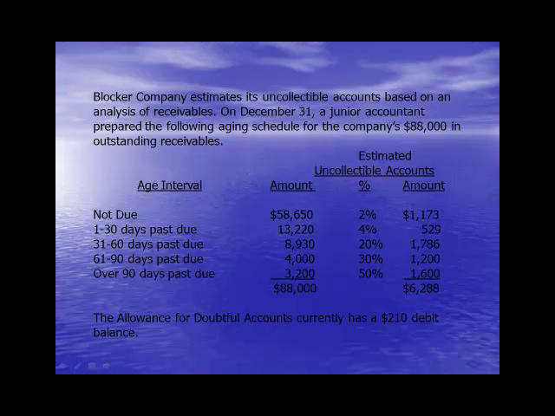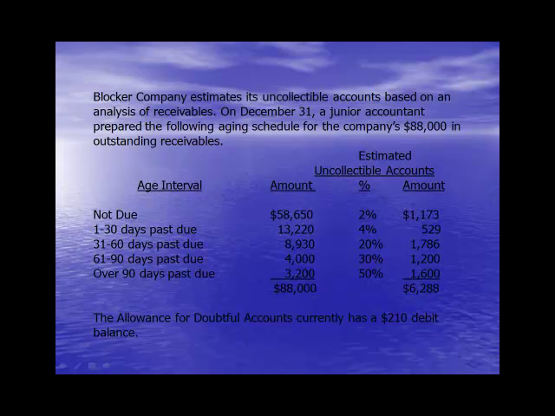So what we've done here is we've separated out the amounts by how long they've been outstanding. They call that the age intervals. And you'll notice that the larger amount is not due, so it's current. And then progressively we have amounts that are up to and including over 90 days past due. The total there is $88,000, and that's meant to tie into the accounts receivable balance.